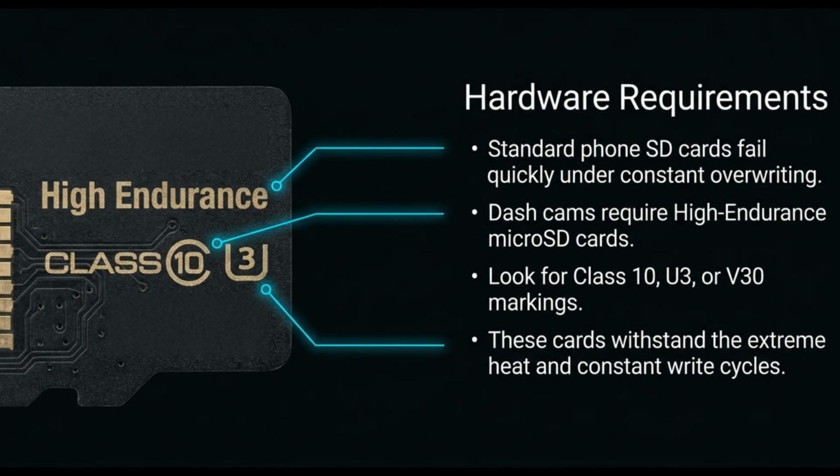Regarding hardware, standard phone SD cards fail quickly under constant overwriting. Dashcams require high-endurance microSD cards. Look for Class 10, U3, or V30 markings, as these cards withstand extreme heat and constant write cycles.